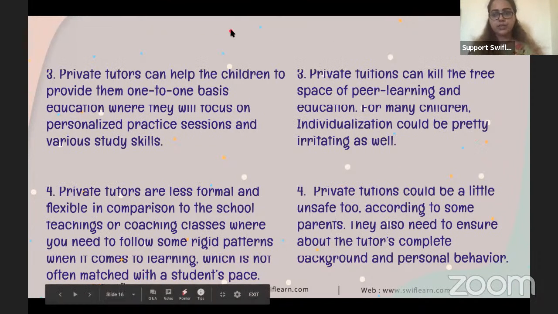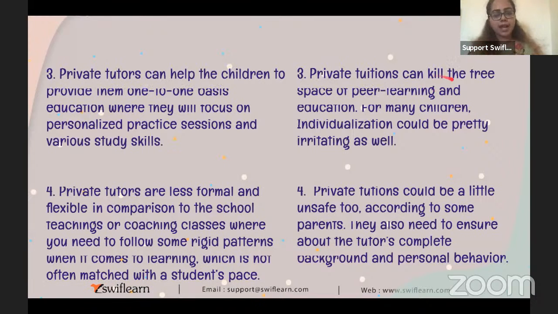Our next point is private tuitions. This is for the against side of the topic. Private tuitions can kill the free space of pure learning and education. For many children, individualization could be pretty irritating as well.